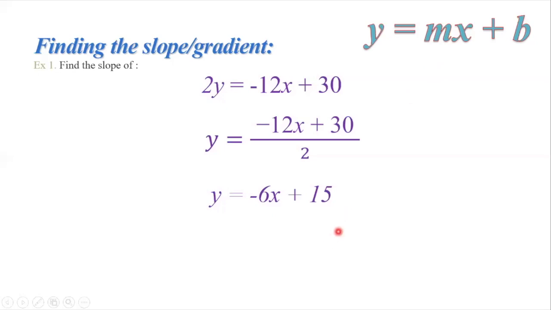I know sometimes you guys get scared when you see fractions for some reason. I do not know why, but we'll leave that for another day. So now we can identify our slope right away, which is negative 6. So m is equal to negative 6. Any questions about this particular example? Was it clear enough?